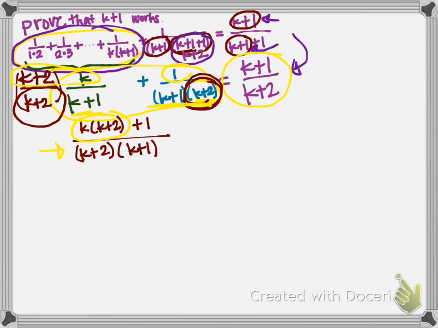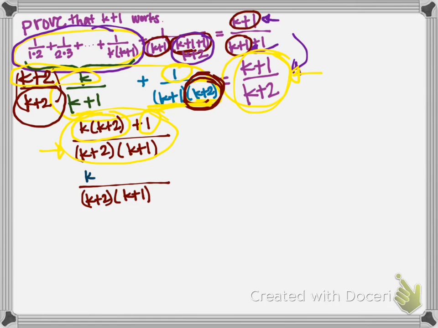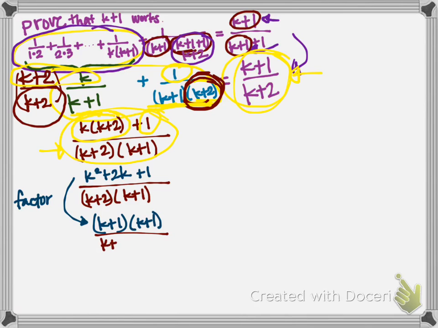And then I have this 1 right here, right? So now what I want to do is, I don't know, it's not looking anything like this. So I'm just going to keep simplifying. So the denominator stays the same. And the top, now I can distribute, looks like k squared plus 2k plus 1. And you should recognize this as something that you can factor. So I'm going to factor that. And it turns into k plus 1 times k plus 1. Again, the denominator staying exactly the same.